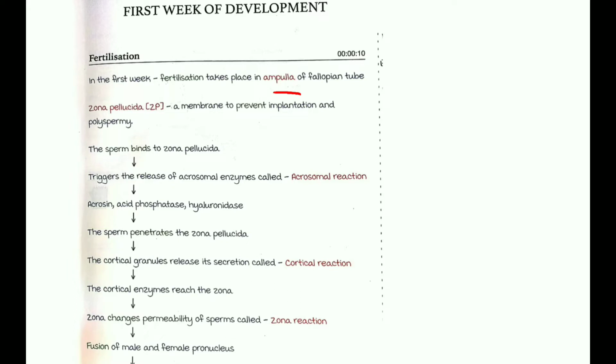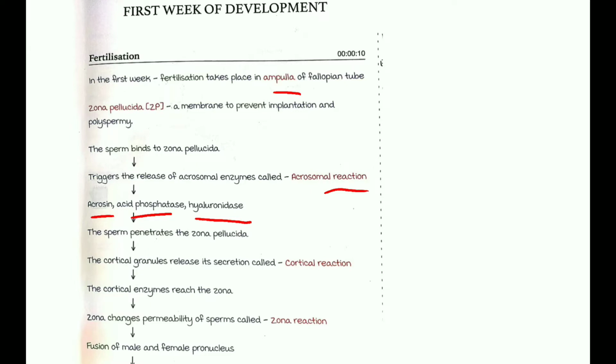Once the sperm bind to the zona pellucida, it triggers a release of the acrosomal enzymes from the sperm, which is called the acrosomal reaction. These acrosomal enzymes contain three enzymes: acrosin, acid phosphatase, and hyaluronidase. Once these enzymes are released through this acrosomal reaction, the sperm is able to penetrate the zona pellucida.